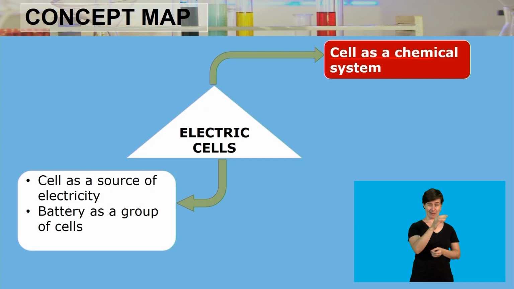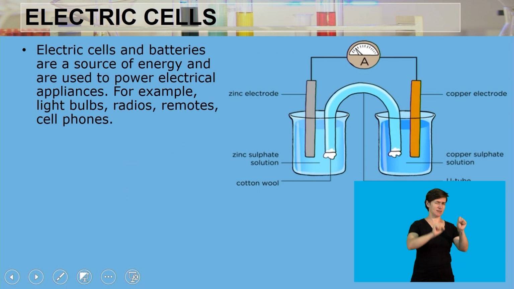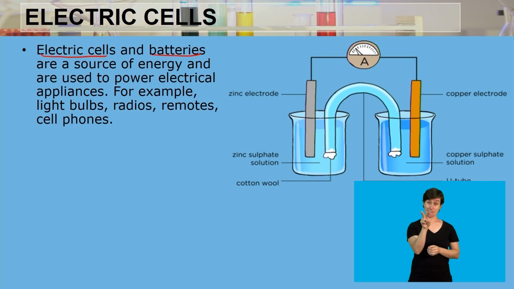Welcome back. So now, jumping into our first concept, we're going to be looking at the cell as a chemical system. To begin, we need to know that electric cells and batteries are a source of energy, and they are used to power electrical appliances. The appliances that we use on a daily basis, the light bulbs, the radios, the remotes when you're controlling our TVs, our cell phones that are always in our hands, are powered by electric cells and also batteries.